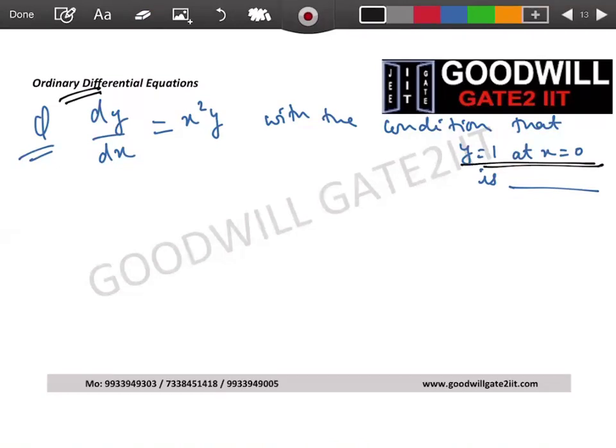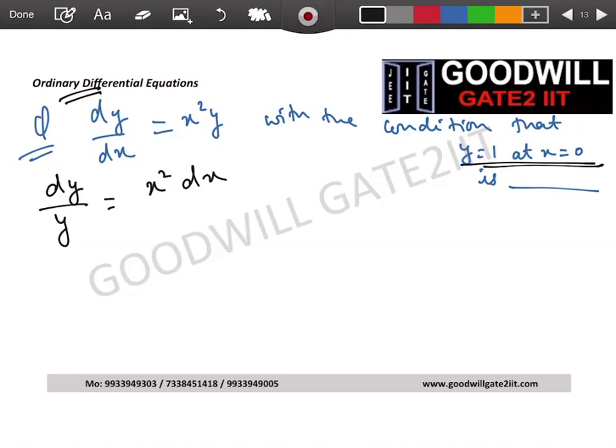So I'm given a differential equation. Now let's write it in variable separable form. How can we write it? We'll bring all the y terms on one side, so it will be dy by y equal to x square dx. I hope the first step is clear with everyone, that we have simply written it in variable separable form, where we have taken all the y terms on one side and all the x terms on the other side, right?